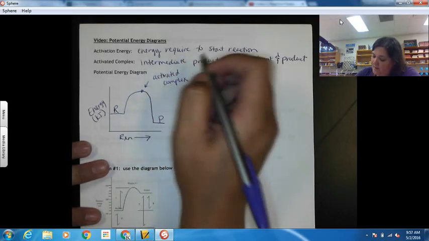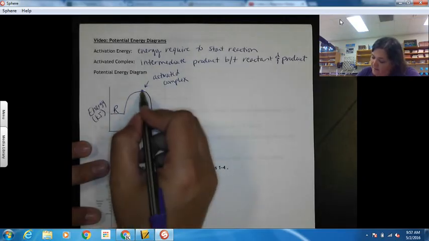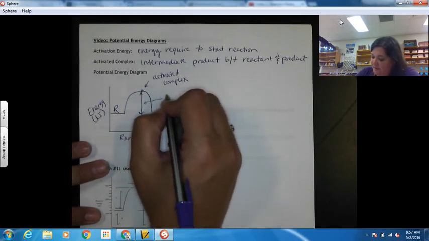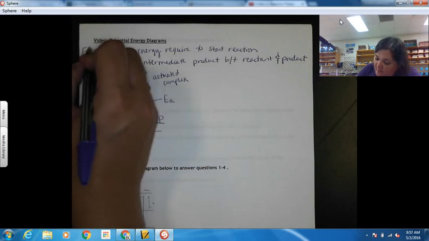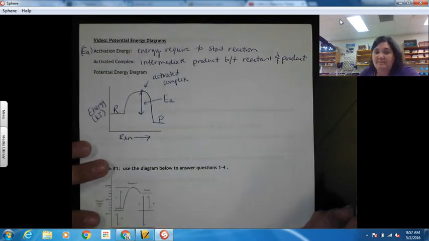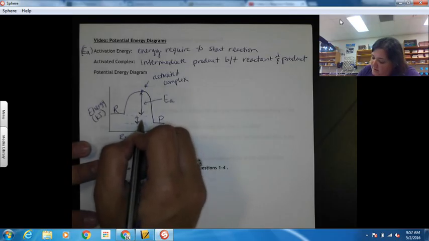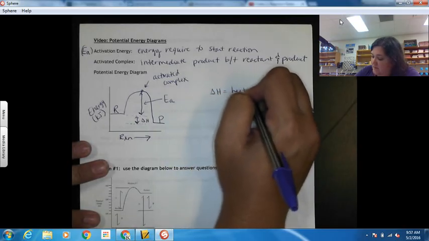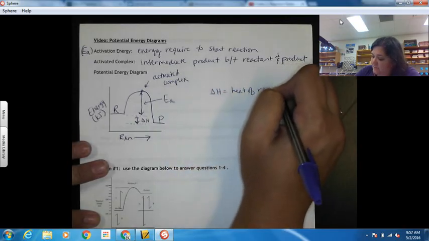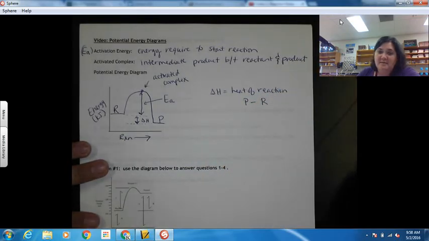Okay, and the distance between the reactants and the top of the hill, that is our activation energy. And we learned that was symbolized as EA. We'll write that up here too so we can remember that's EA. And then we can also find the heat of our reaction by finding the difference. That's called delta H, the heat of our reaction. And that is by taking the product's energy and subtracting the reactant's energy.